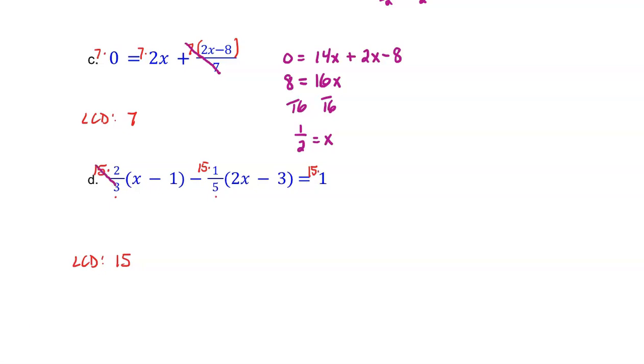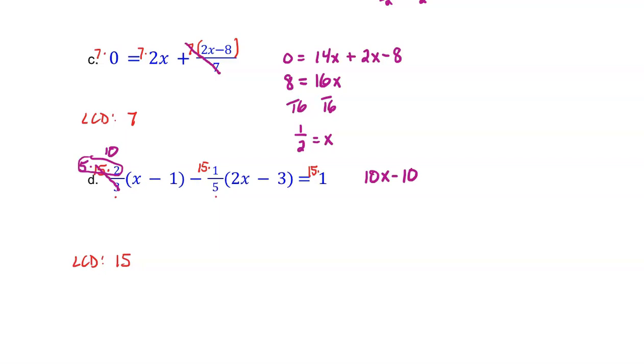15 over 3 reduces to a 5. Now think about what we have here. There's a 5 times a 2 times the thing in the parentheses. The 5 times 2 is like having a 10, and that can be distributed to the stuff in the parentheses. So that will be 10x minus 10.